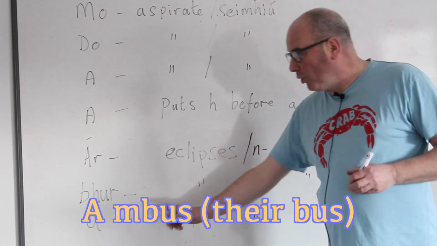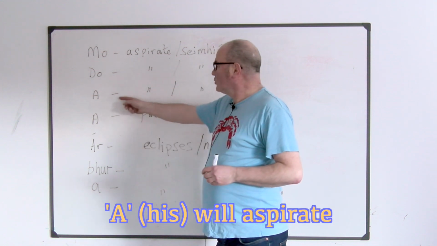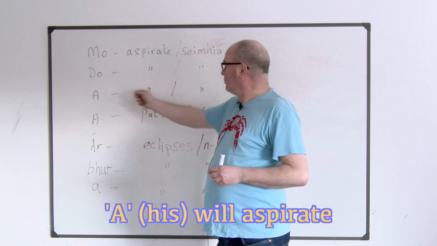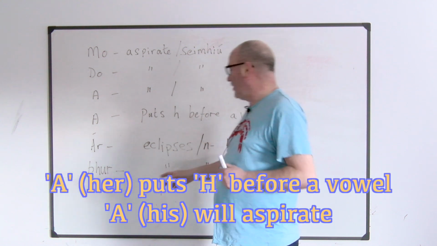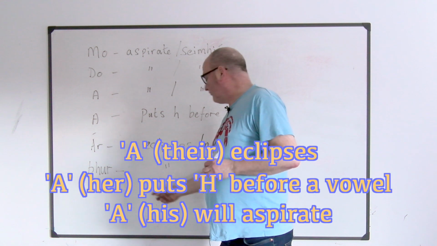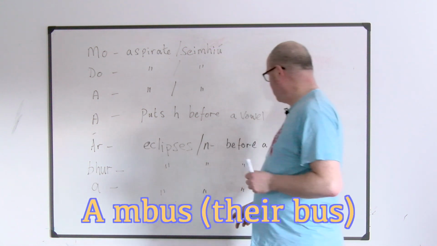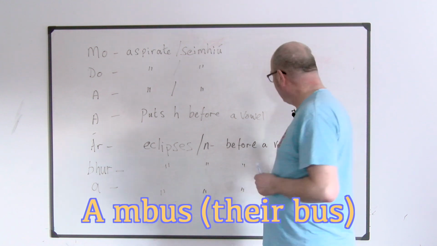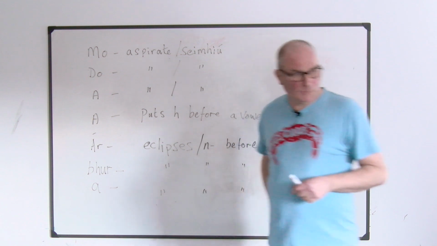Now that's very important to remember because we have three A's here. So the first one, his, will aspirate. Hers doesn't, but puts an H before a vowel. And for theirs, it eclipses. So a mbus. It also puts the N before the vowel. A n-úll. So I'll do some examples now.